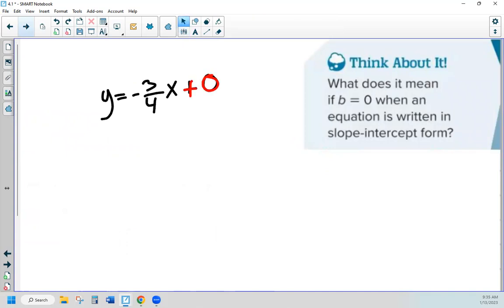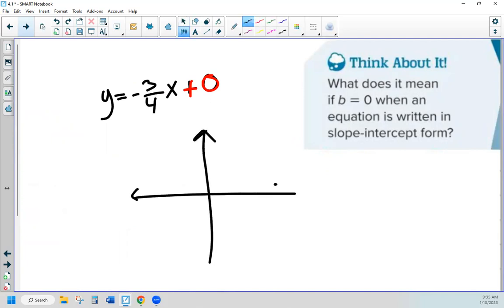I want you to stop right now and try to think to yourself, what does that mean? And if you're saying that means that the y-intercept is 0, take it one step further. What does that look like in a graph? That looks like this. Somewhere around here, there is a line that has a negative slope. That means the line goes downward.